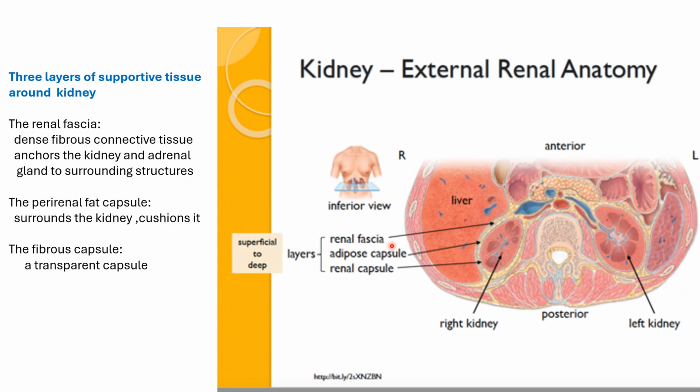Inside the renal fascia, we have a renal fat capsule. We have a fat capsule which cushions the kidneys, and it is also protective for the kidneys. And inside this fatty capsule, we have a fibrous capsule. So these are three layers of the kidneys. You have to know them. Outermost is the renal fascia, then there is the adipose cushion, and then there is the fibrous renal capsule.